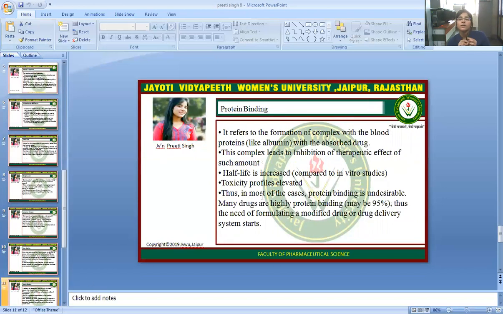So now we come to protein binding. Protein binding refers to the formation of a complex between the absorbed drug and blood proteins like albumin. This complex leads to inhibition of the therapeutic effect of such an amount. Half-life is increased, and compared to in vitro studies, the toxicity profile is elevated. In most cases, protein binding is undesirable. Many drugs are highly protein bound, maybe 95%. Thus, the need for formulating a modified drug or drug delivery system starts.